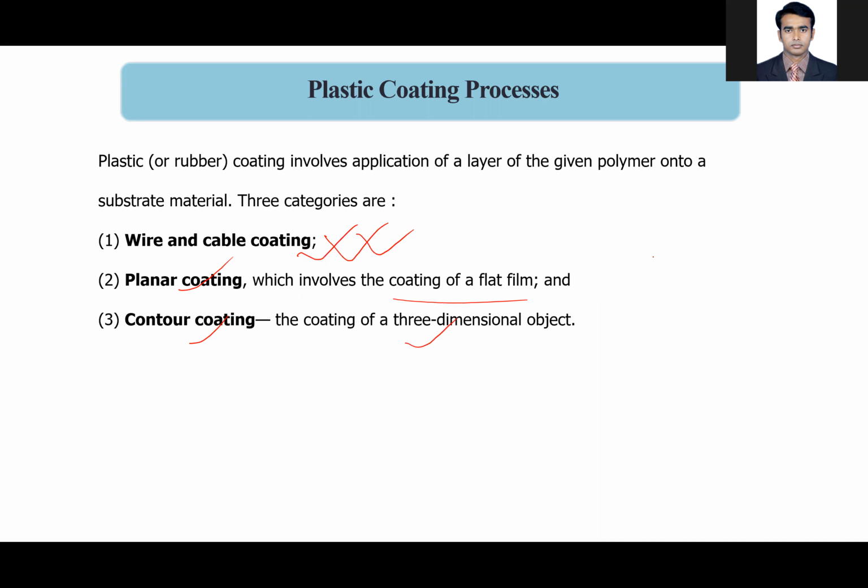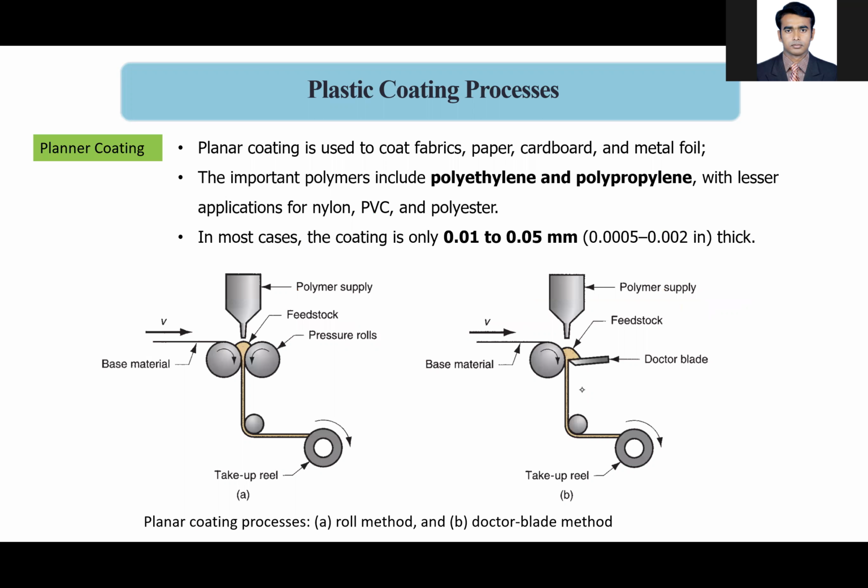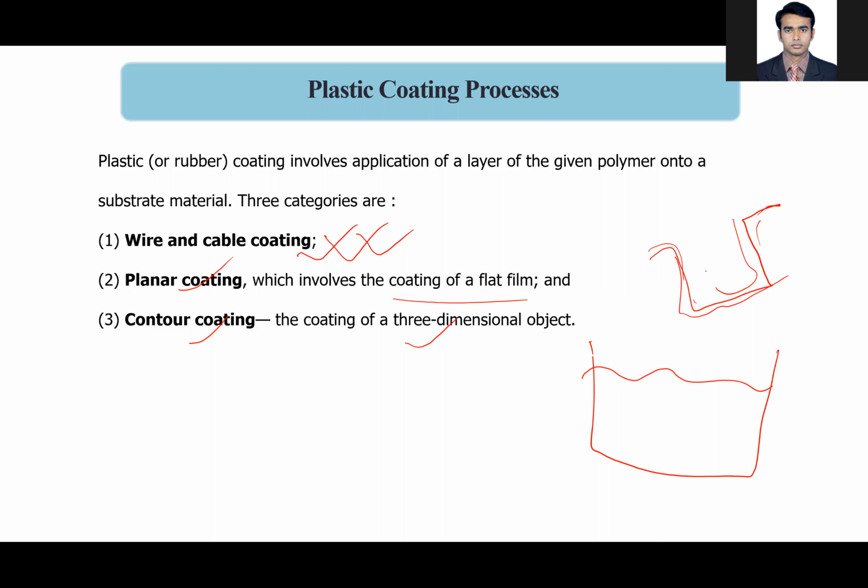Let's say I have made a cup out of plastic and I want to coat it. Okay, let's say it's a plastic metallic cup and I want to coat it with the polymer. Then I can dip it into a polymer bath to coat it. Okay, so this is a very simple process.